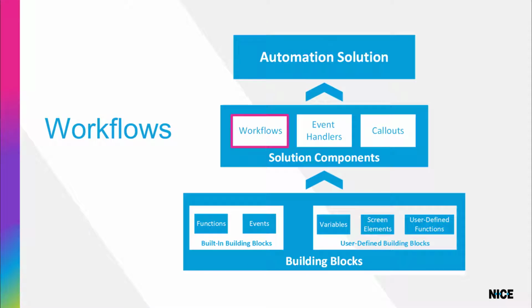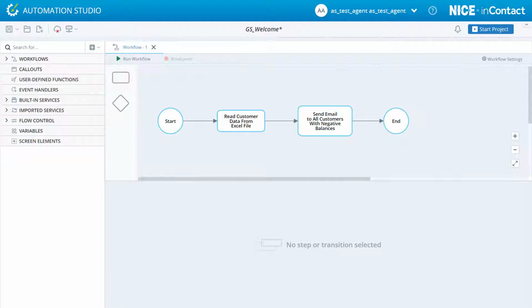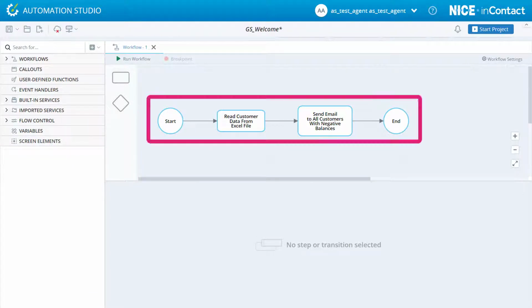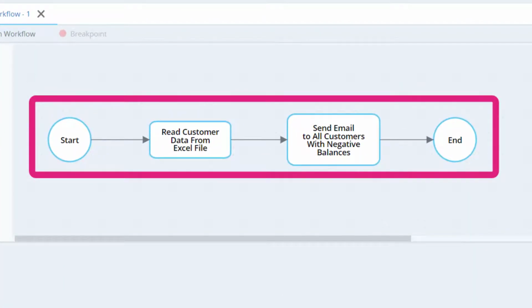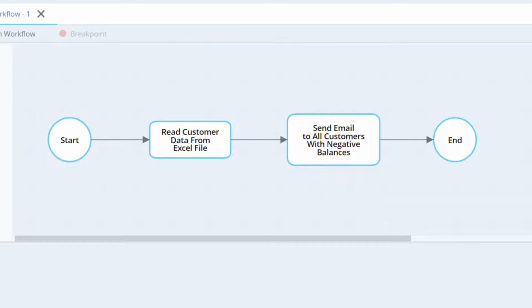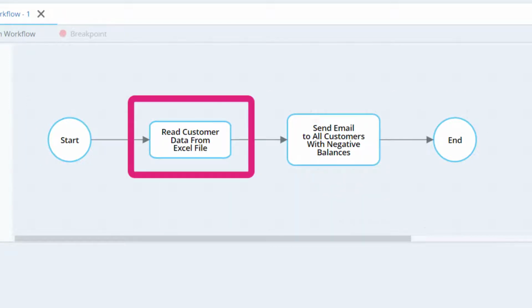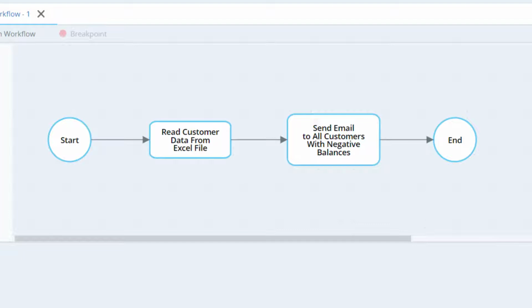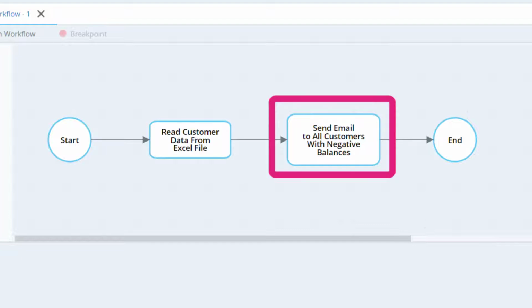Workflows are the cornerstones of most automation solutions. A workflow is a series of steps that define how to perform a task. This workflow first reads customer information from an Excel spreadsheet and then sends emails to all customers who have unpaid debts.